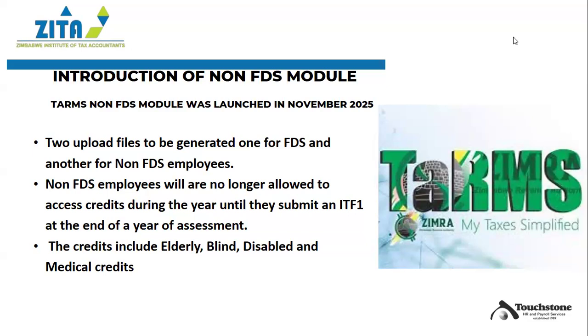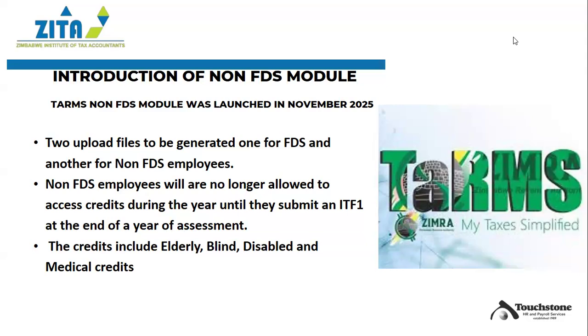And therefore, on that premise, they should not withdraw the elderly or the blind or the disabled and even the medical credit because they already have our information. But maybe we've asked them to really look at this and allow us to continue with the credits, but they have not allowed us to do so. So far, they've withdrawn the credits from all non-FDS employees.